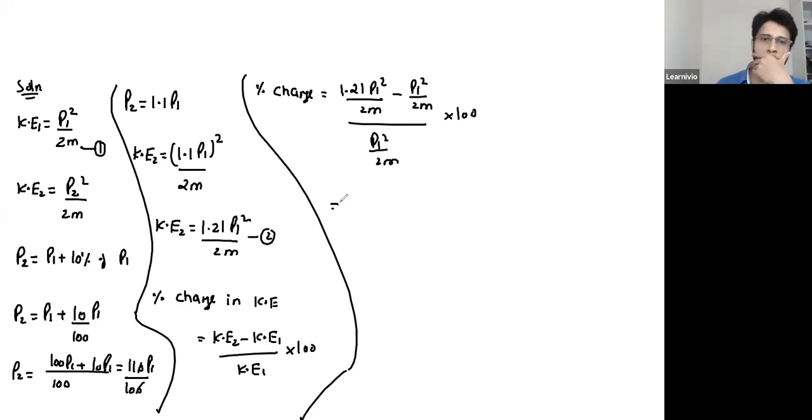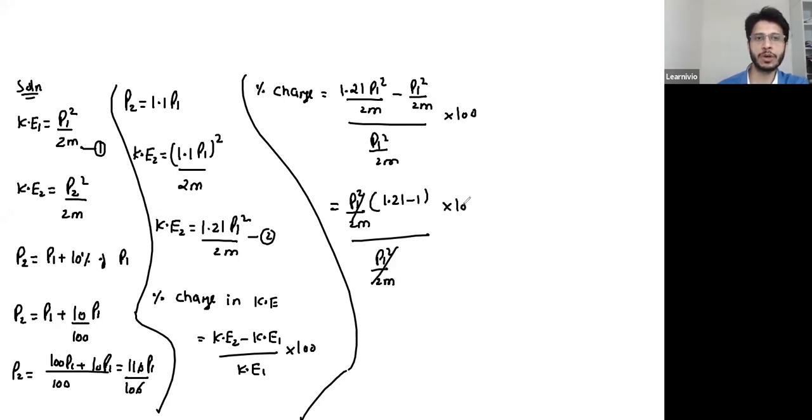Now from the numerator, you can take P1 square by 2m as common. You are left with 1.21 minus 1 over P1 square by 2m. This P1 square by 2m will cancel with the P1 square by 2m in the denominator. So it comes out to be 0.21 into 100, which is 21. So this is the percentage change in kinetic energy.